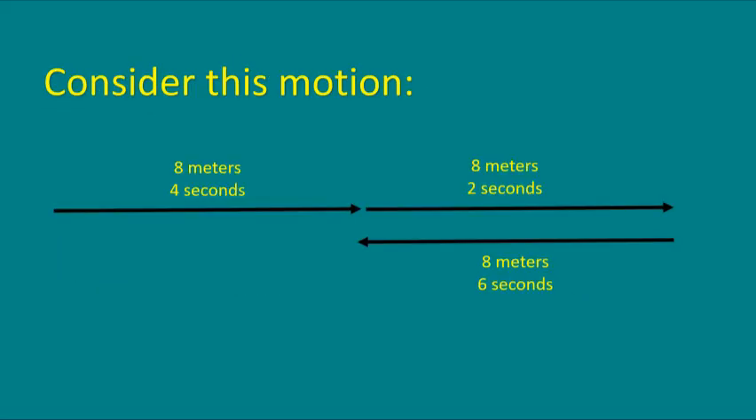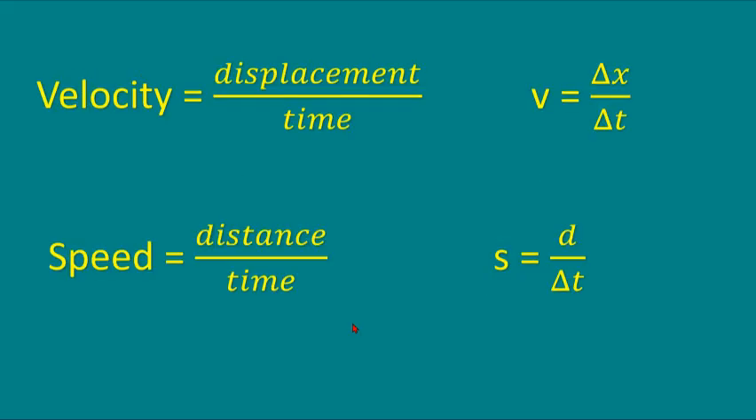We're going to look at this motion, and this is the motion of somebody who moves 8 meters in 4 seconds, 8 more meters in the same direction in the next 2 seconds. And then they turn around and come back 8 meters in 6 seconds. And we're going to find the speed and the velocity, and I'll show you how to do that. And I'll show you that you could get a different number depending on what you're looking for. Right? And so stay tuned to see what I'm talking about.